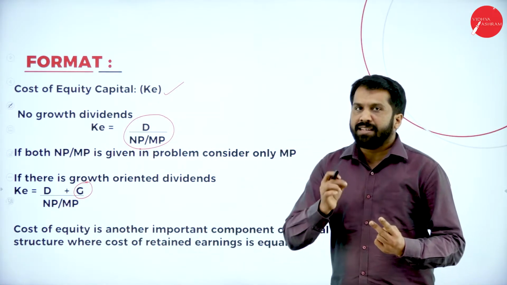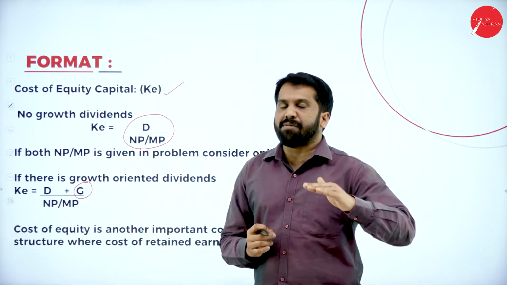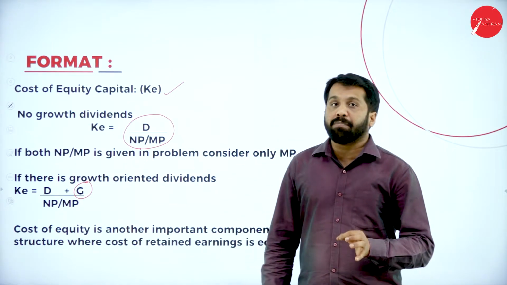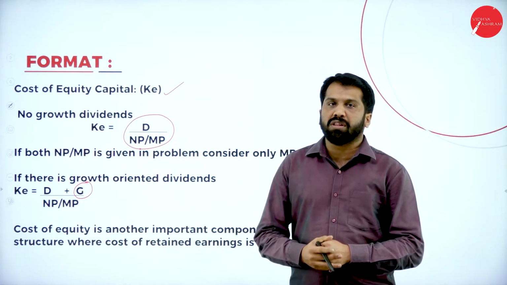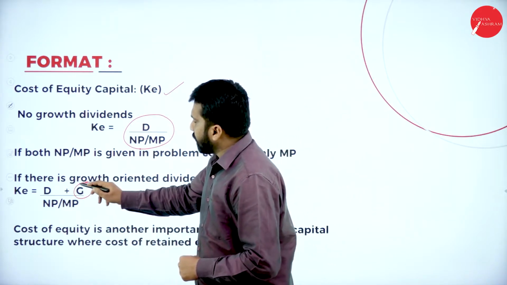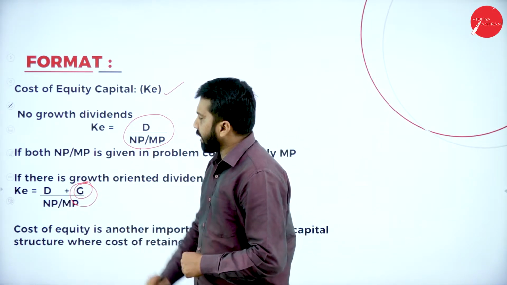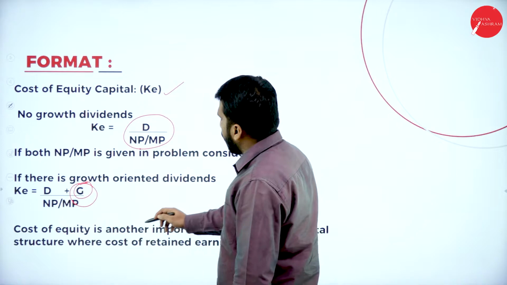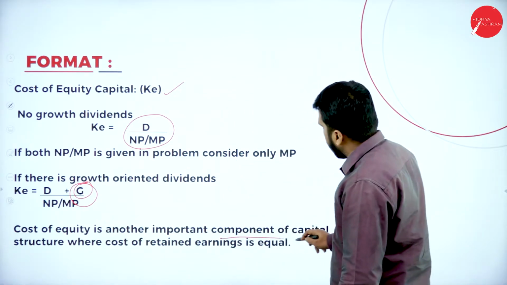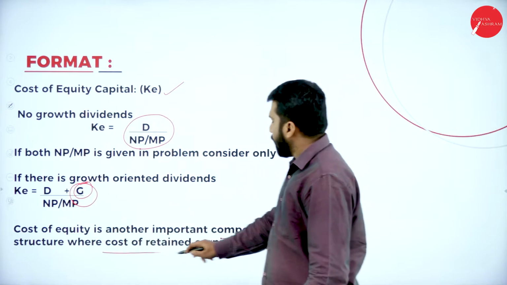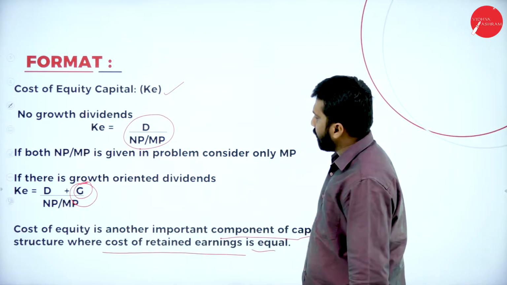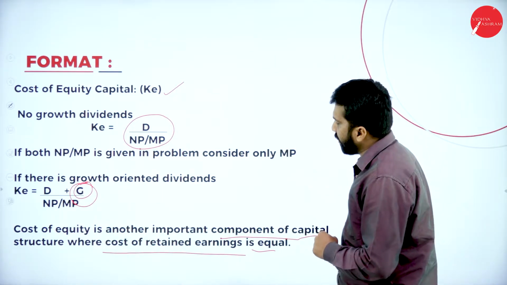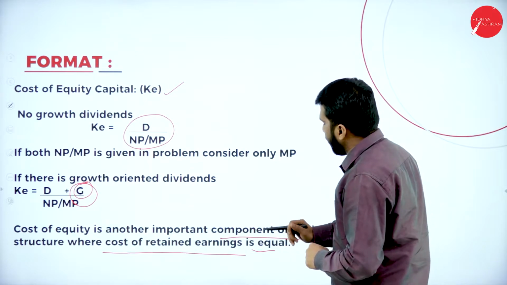Two formulas we have. The easiest formula is dividend divided by net proceeds. The first part, again, dividend divided by net proceeds, and then growth will be added. Now, remember, growth is separate. After doing this calculation, you are supposed to add your growth percentage. Now, cost of equity is another important component of capital structure, where cost of retained earning is equal.